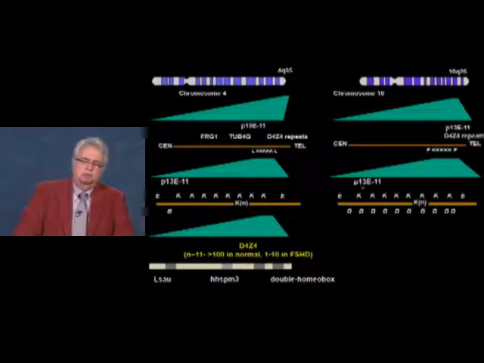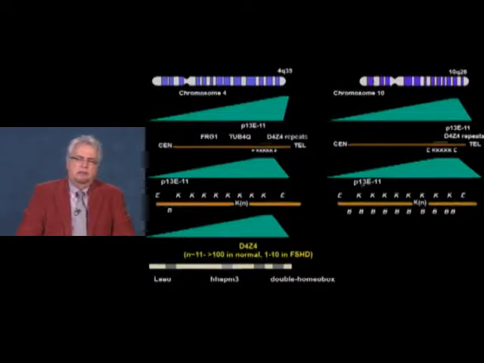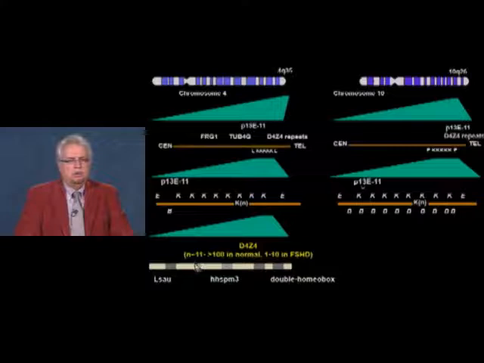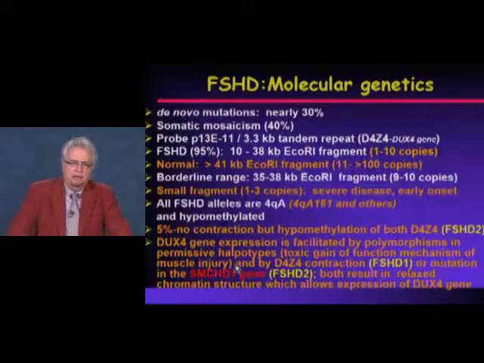So you have a repeat array, which in patients with FSH muscular dystrophy appears to be contracted. So in this case, we do not have expansion as appears to happen in other conditions. Here we have contraction of this repeat, with patients who have FSH muscular dystrophy having between 1 and 10 copies of this particular repeat. Patients who are normal have between 11 and more than 100 copies of this D4Z4 repeat on the tip of chromosome 4.